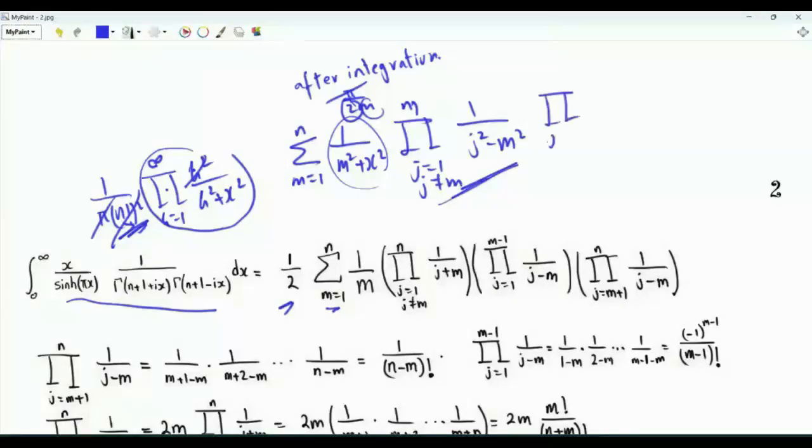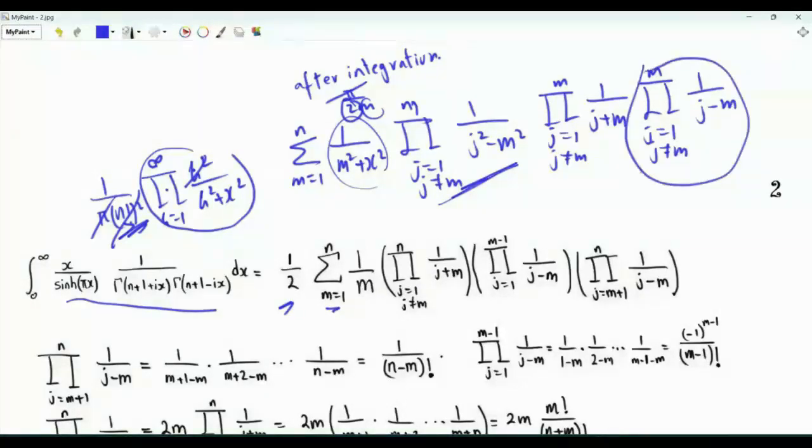product here, which can be written as a product with 1 over j plus m, and another one with 1 over j minus m. And this product here can itself be split into two products. In one product, j goes from 1 to m minus 1, and in the other, j is from m plus 1 to n. Can we obtain this summation in closed form?